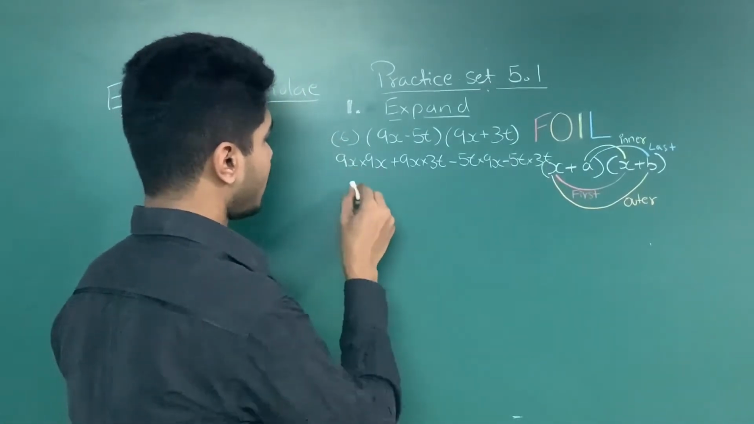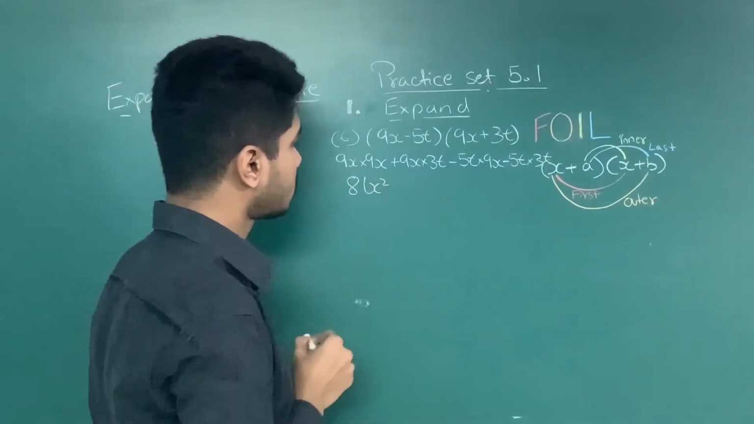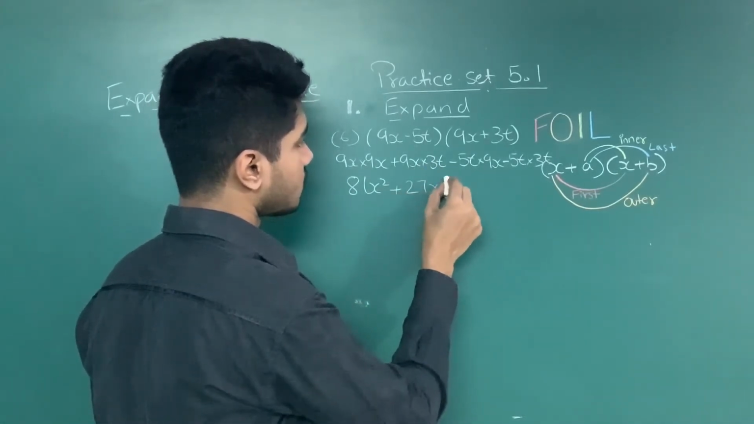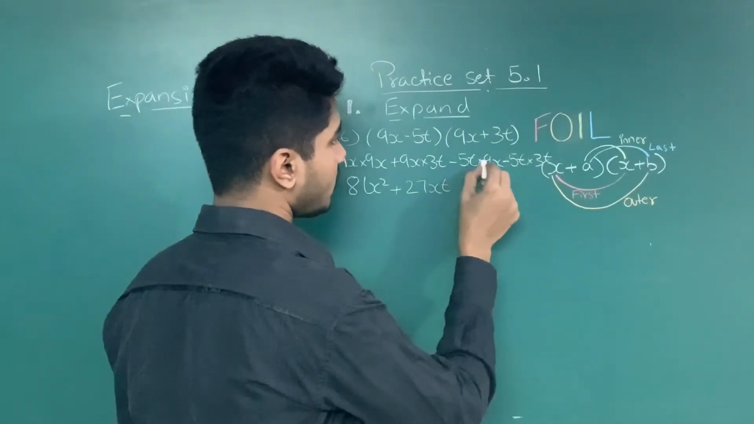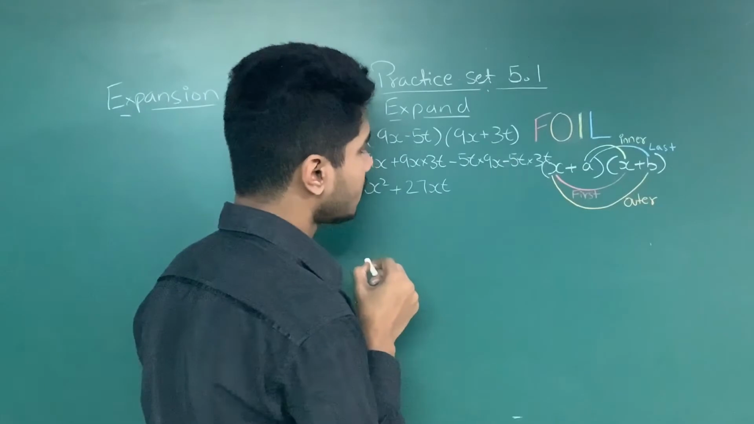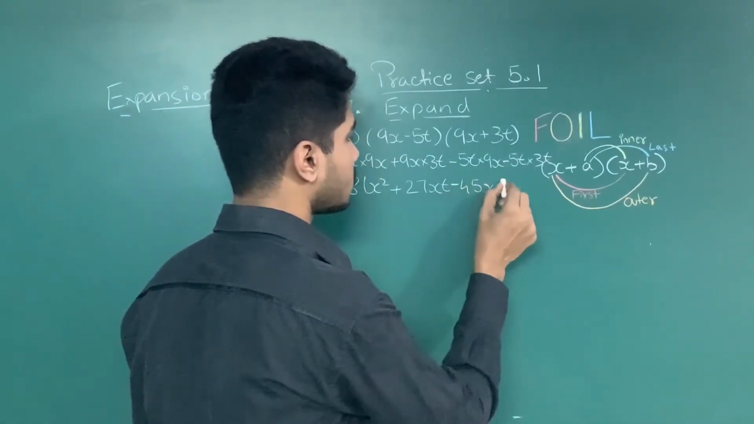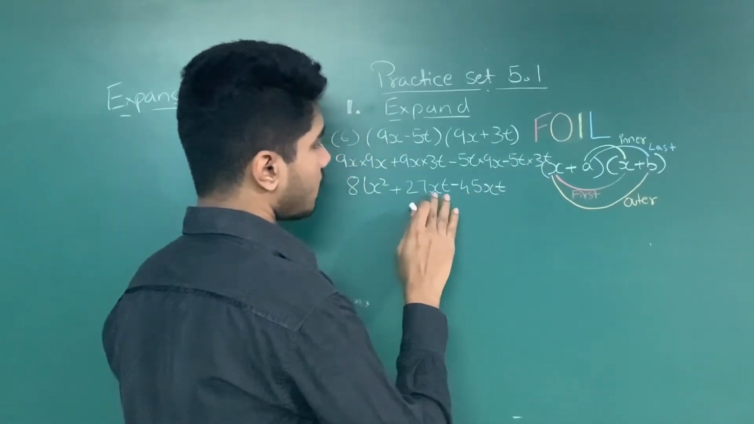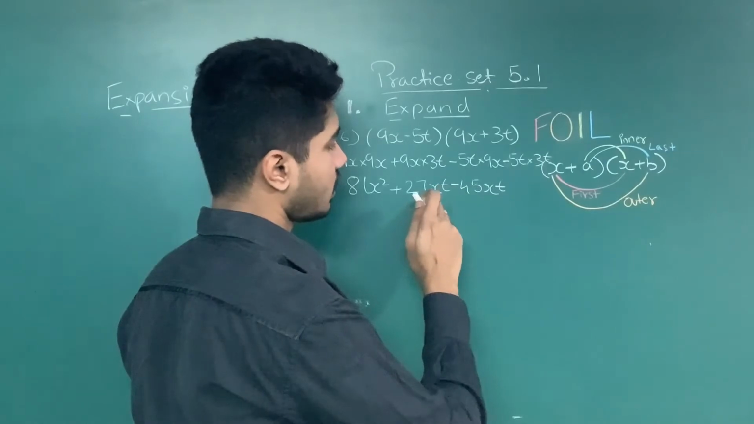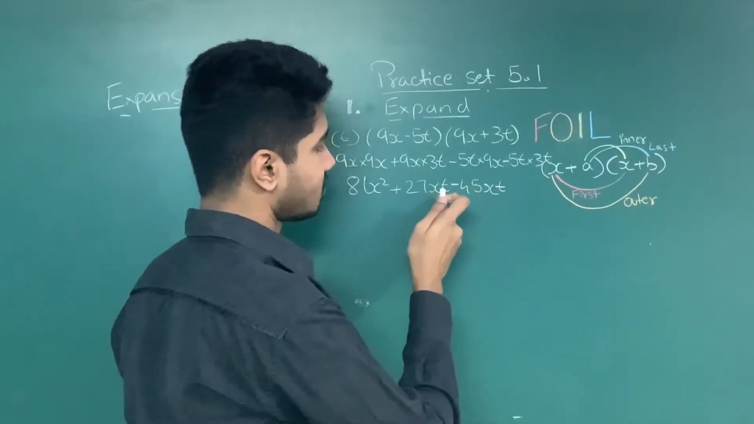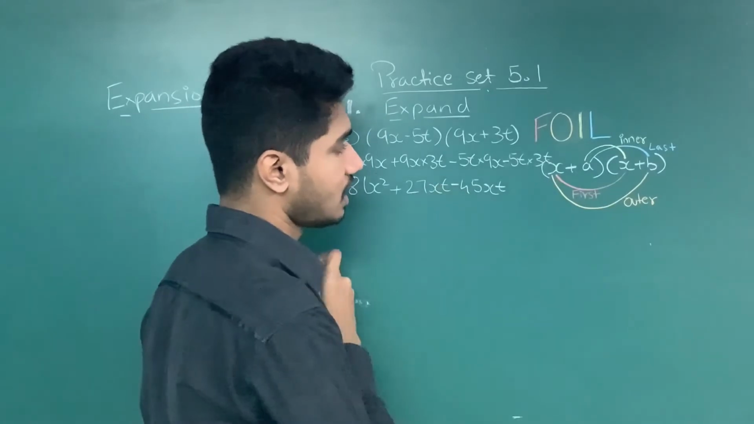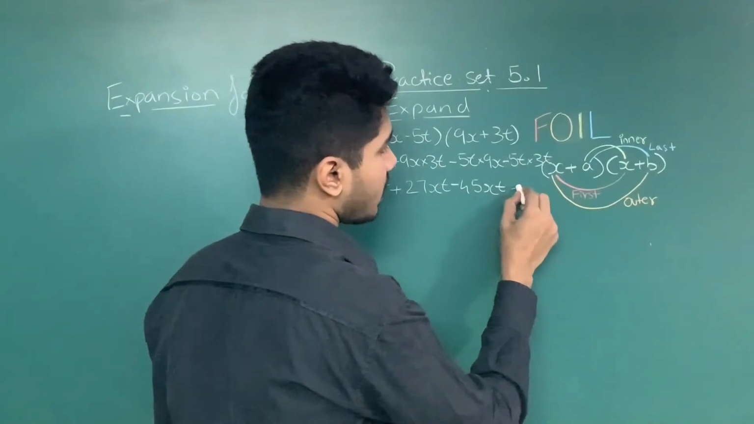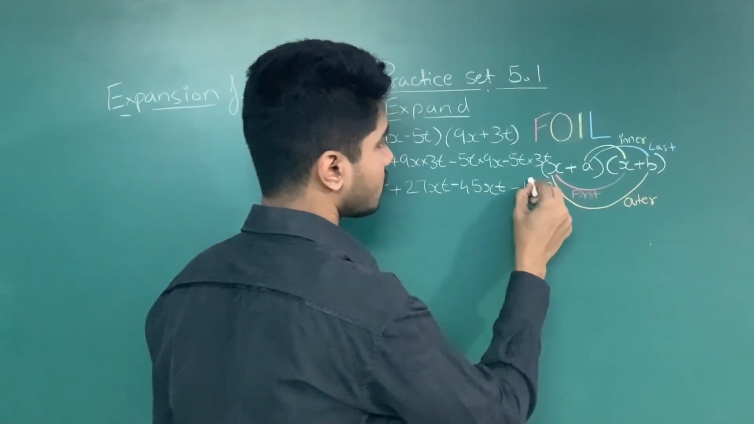So 9x into 9x will give me 81x square, plus 9x into 3t will give me 27xt. Then minus 5 into 9 will give me minus 45xt, minus 5t into 3t. Here you can write tx also, it won't make a difference because it is multiplication. We consider x first, so I have written it as xt. You can write it as tx also. Minus 5t into 3t will give me minus 15t square.